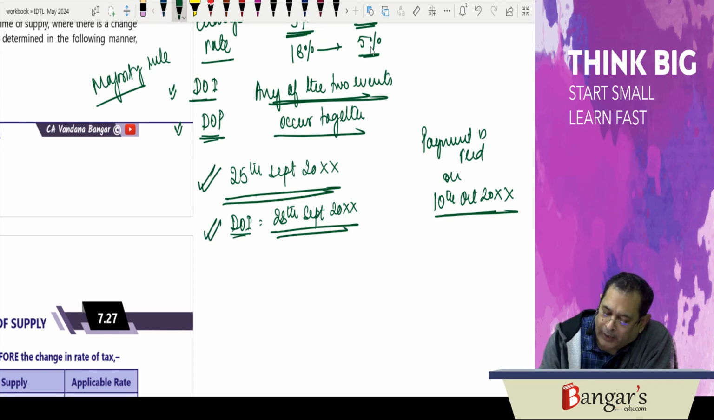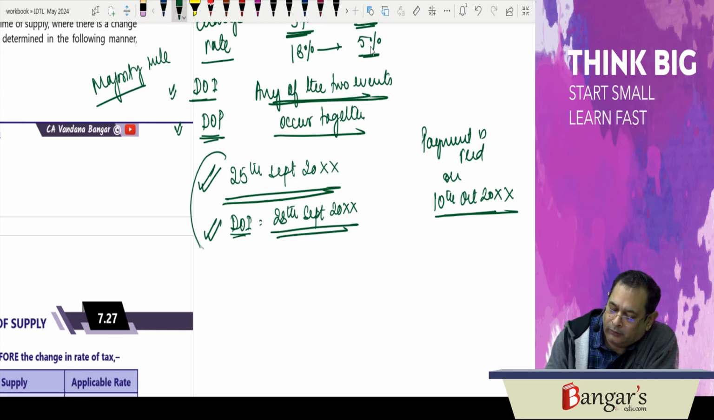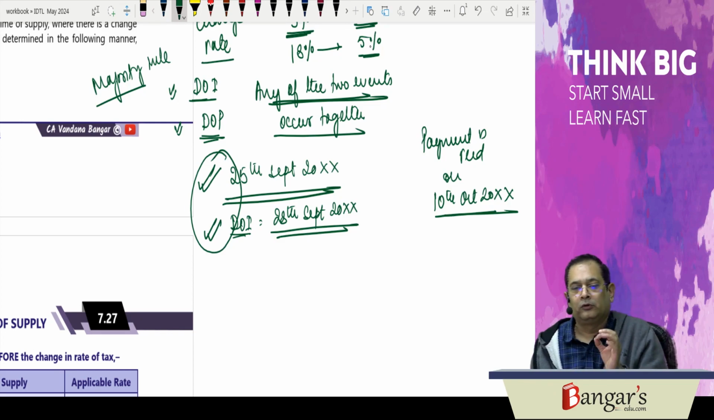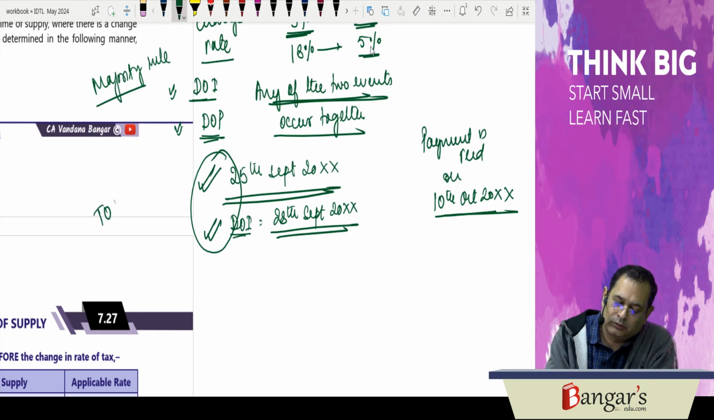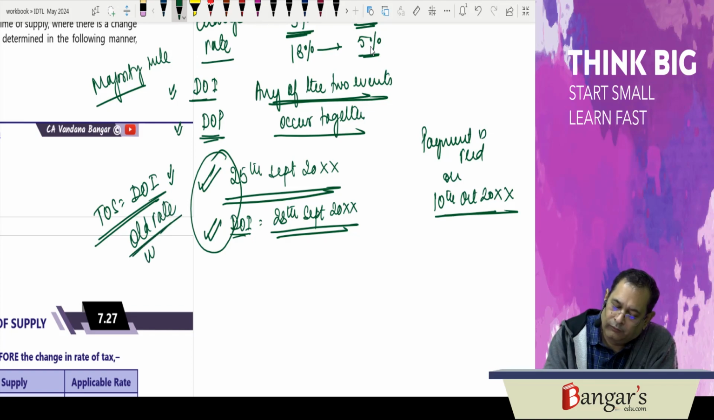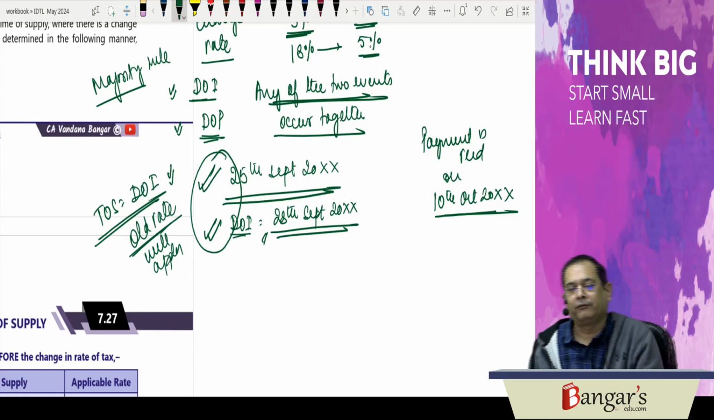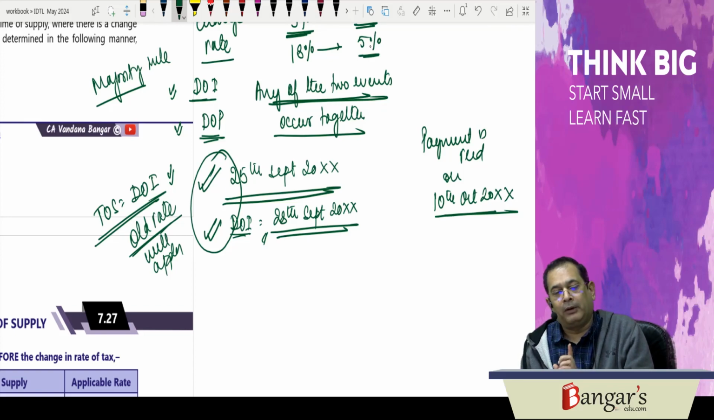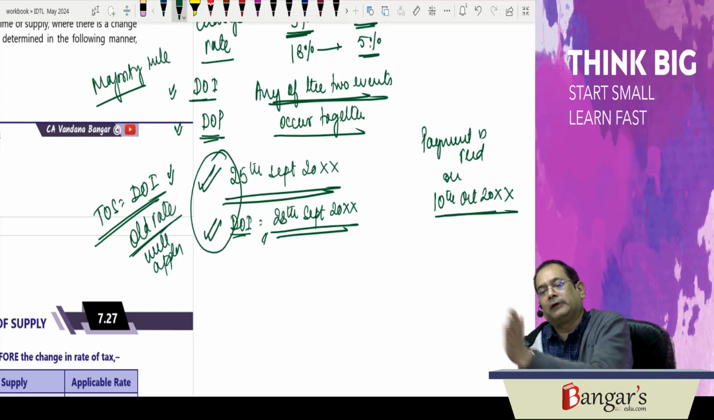Invoice is issued prior to change in rate of tax. This is the majority: 2 rules, 2 events occur together. So time of supply in this case will be what? Date of invoice. Time of supply will be date of invoice, and the old rate will apply, because the invoice is issued on 20th of September. Date of payment is the only event that occurs after change in rate of tax.